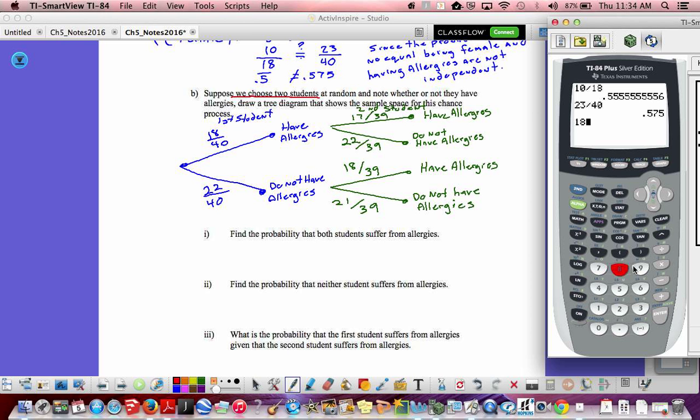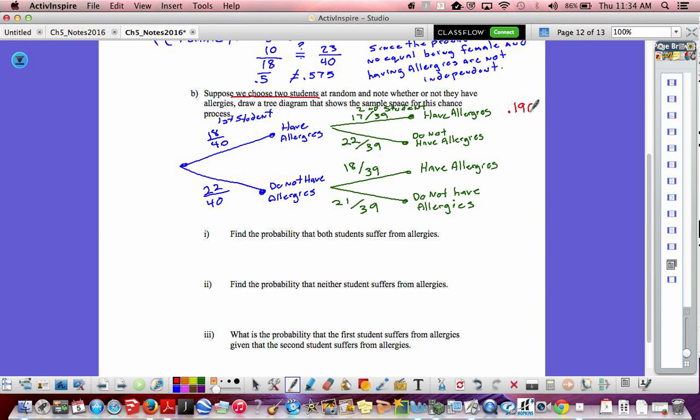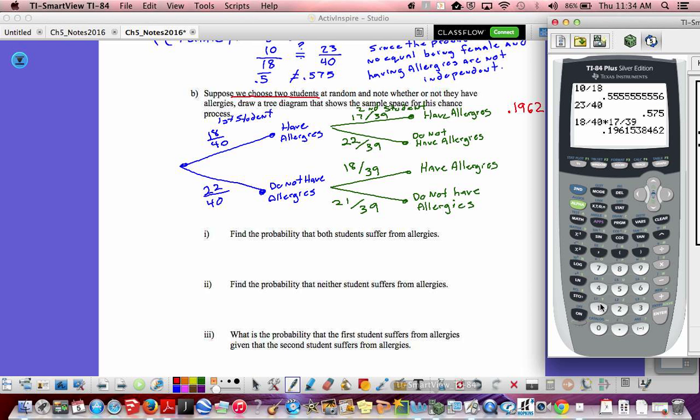So 18 divided by 40 times 17, divided by 39. I want to make sure I didn't mess that up. So let's round to 4 decimal places, 0.1962. Pull up my calculator, do the same thing. 18 divided by 40 times 22 divided by 39. So 0.2538.